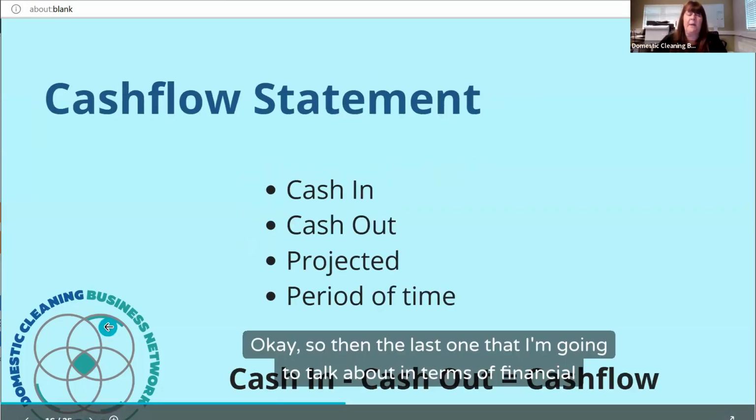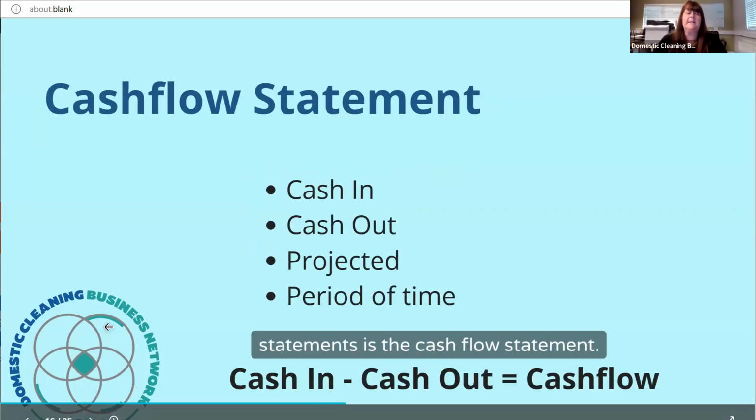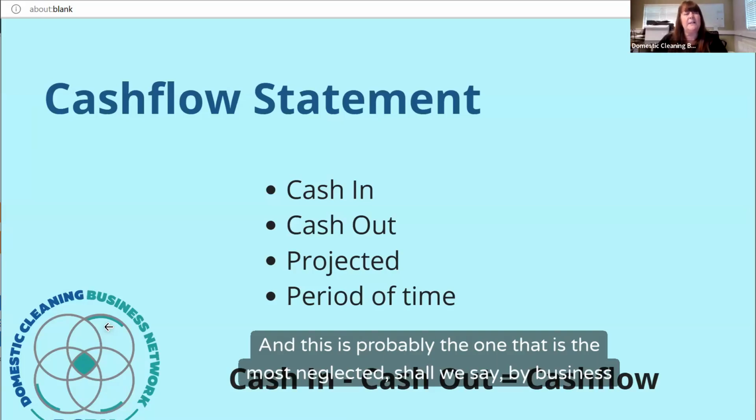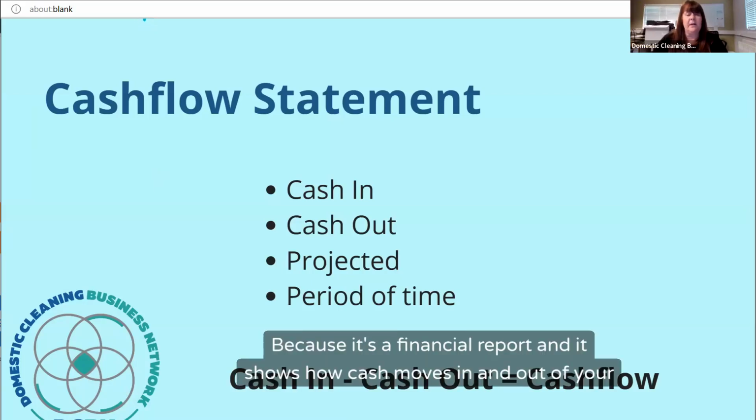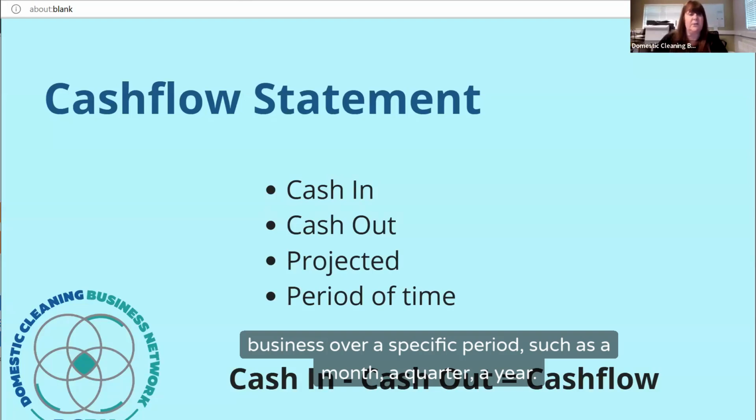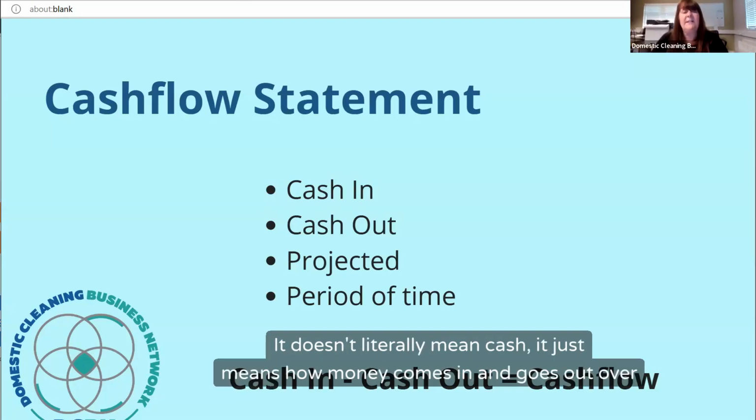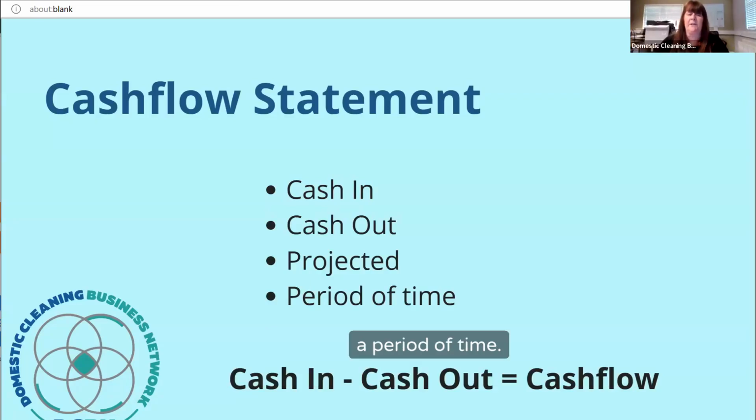Okay, so then the last one that I'm going to talk about in terms of financial statements is the cash flow statement. And this is probably the one that is the most neglected, shall we say, by business owners, because it's a financial report and it shows how cash moves in and out of your business over a specific period, such as a month, a quarter, or a year. It doesn't literally mean cash, it just means how money comes in and goes out over a period of time.